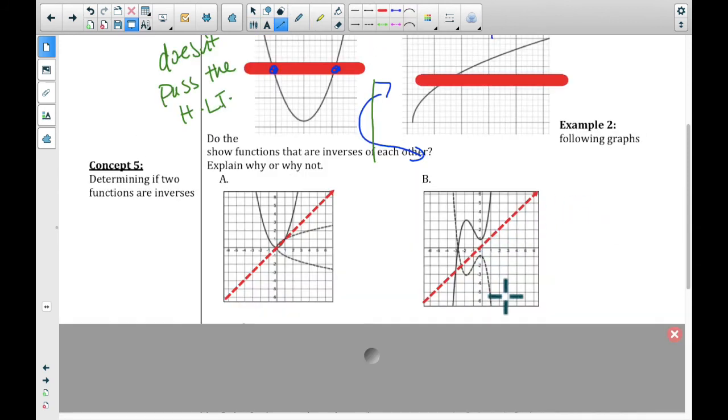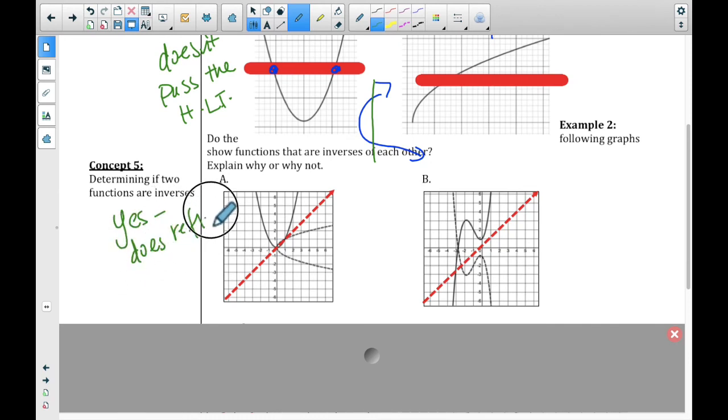Okay, when we are looking at inverses, we are typically looking at, does it reflect over the line y equals x? This one, it does appear that they are inverses because it does reflect over the line y equals x. So I'm going to write for A, and I'm kind of out of space, so I'll come over here. I'm going to say yes, it does reflect over y equals x. Notice, is it one-to-one? No, it's not one-to-one. Why not? Because it does not pass the horizontal line test.